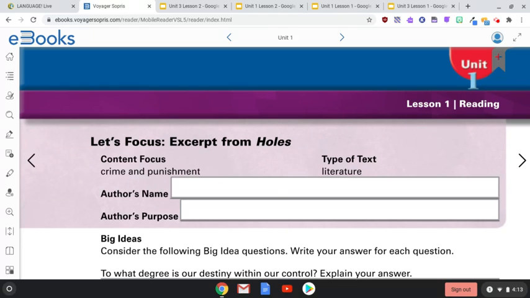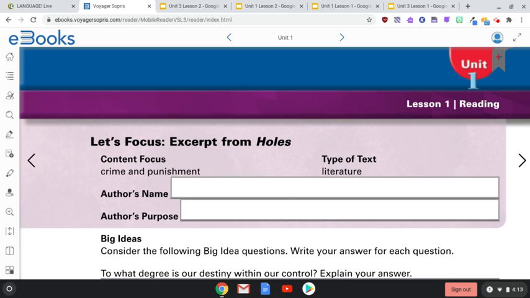Was Holes written to inform or entertain? Will the author teach you something or entertain you? So I want you to go ahead and write the answer for author's purpose. Have you read any other piece of literature in which the author's purpose was to entertain? What was the title of the last fiction book that you read?